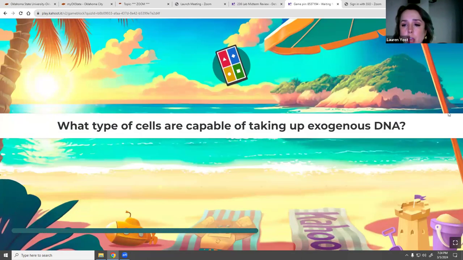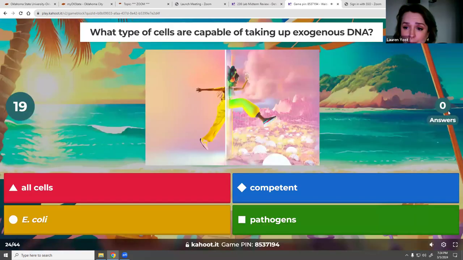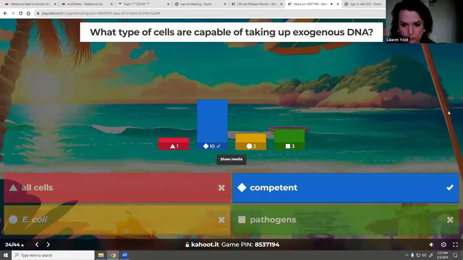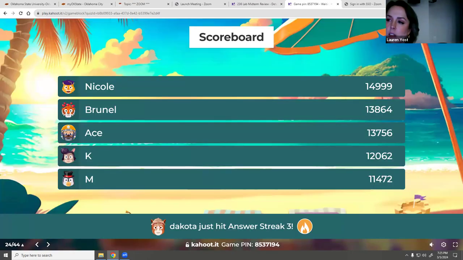Right, what type of cells are capable of taking up exogenous DNA? So yes, the term for that is competent, or you could say the definition of competent really would be cells that are capable of taking up exogenous DNA. Okay, so competent.